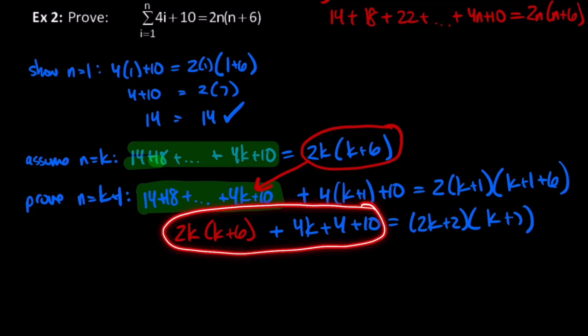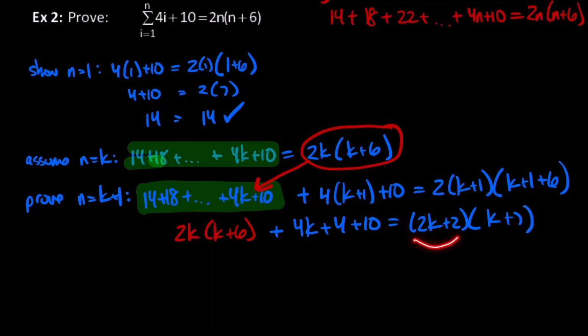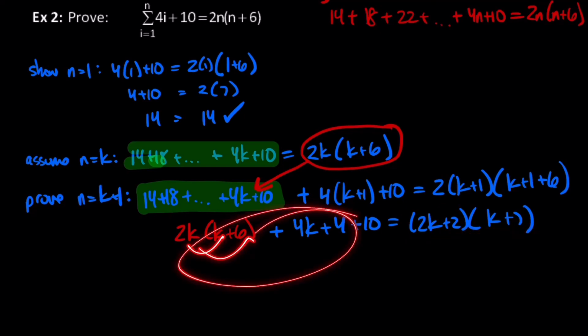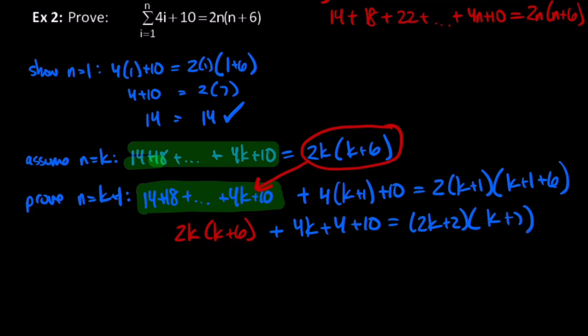I'm going to work with both sides. So I'll multiply these two out, I'll use FOIL, and then I'll distribute here, combine all my like terms, and end up with two trinomials that hopefully are equal. It doesn't matter what order you do this. I'll work with the right side first.